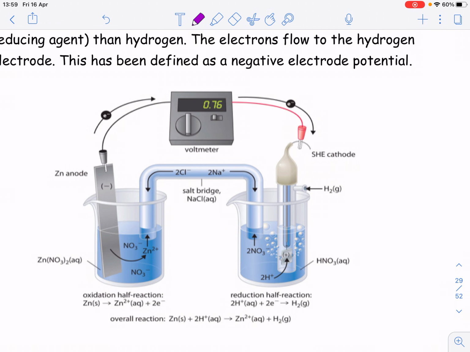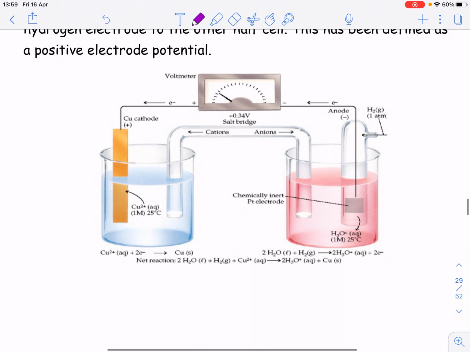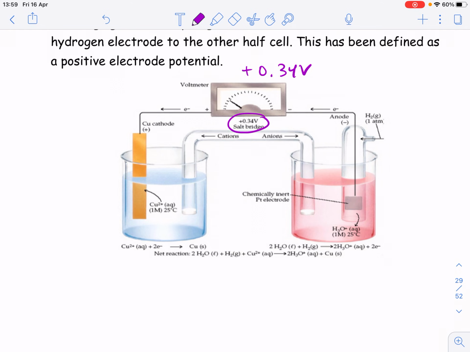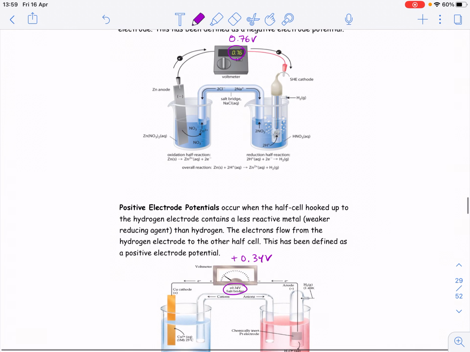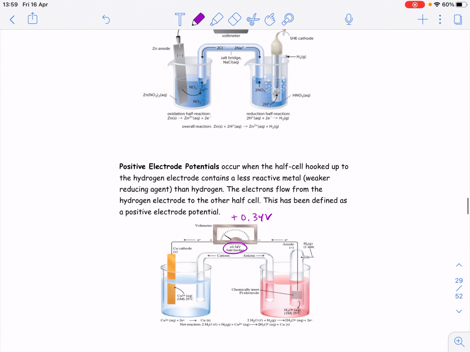So for example, when you hook up zinc to the hydrogen electrode, the value on the voltmeter is 0.76 volts. But in the table, let me do this one too. When you hook up a copper half cell to the hydrogen electrode, the value is 0.34 volts. So if you hook them up, you can get electrons to flow, and in one of them it says 0.76 volts, and the other one it says 0.34 volts.